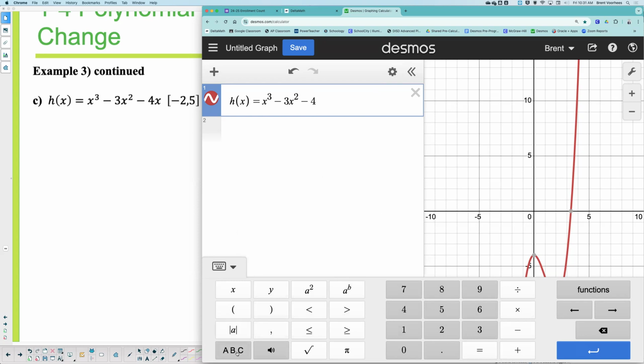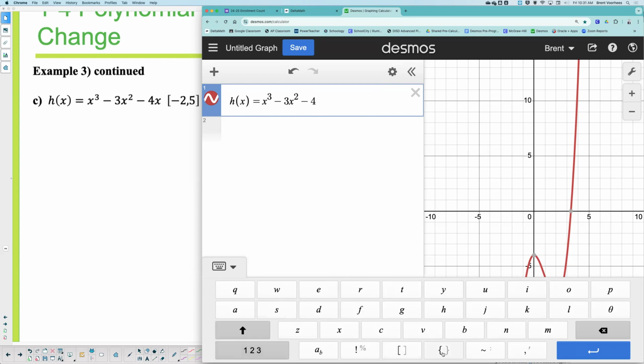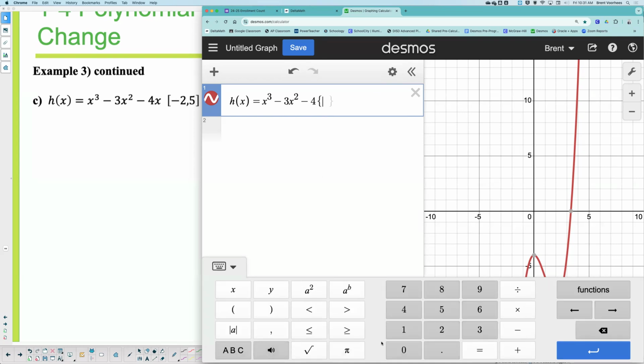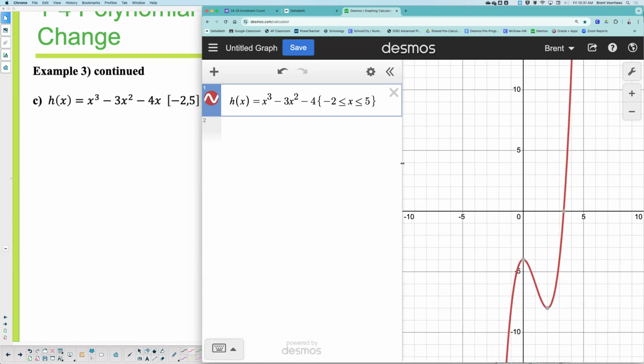On theirs, you press the ABC button and you use this squirrely looking bracket. That bracket right there, that's what we're going to use for a restriction. And then we'll type it in just like you would on my Inspire calculator. We're going to type in -2 is less than or equal to x, which is less than or equal to 5. Okay, so that's how you'll type in the equation.